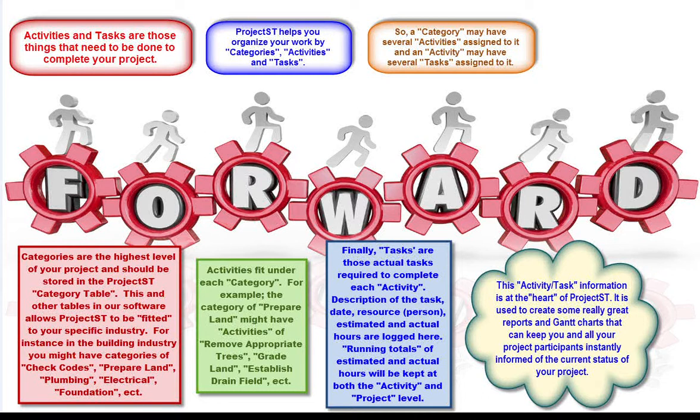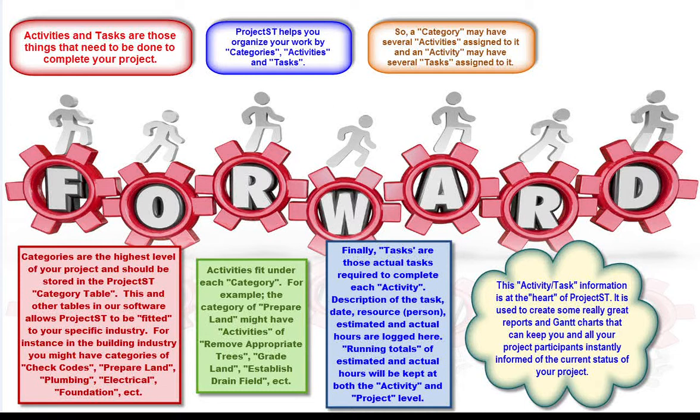These categories should be industry specific to your company. For a simple example, in a construction project, you might have entries in the category table like check codes, obtain licenses, prepare land, foundation, etc. Each category would then have activities belonging to it. For another example, the category of prepare land might have activities of remove selected trees, grade land, establish drain field, and more.